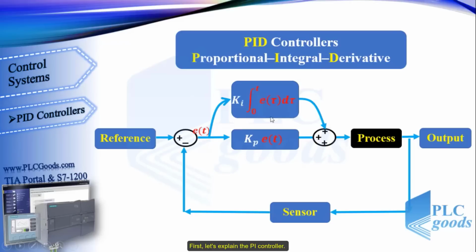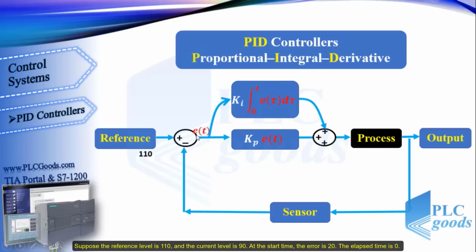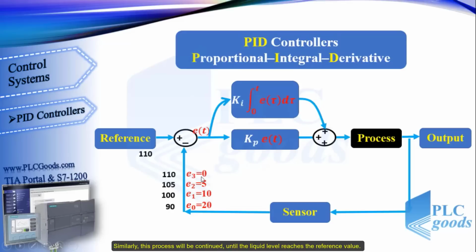First, let's explain the PI controller. Suppose the reference level is 110 and the current level is 90. At the start time, the error is 20. The elapsed time is 0, so the integral output will be 0, but the proportional term will send the voltage to open the filling valve to increase the liquid level. Now suppose the error is 10. Now both proportional and integral terms send the voltage to the filling valve. Similarly, this process will be continued until the liquid level reaches the reference value.